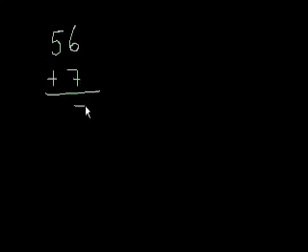Let's say 56 plus 7. Well, what's 6 plus 7? Well, 6 plus 7 is 13, right? If you get confused, draw out everything again. And then you get 1 plus 5. 1 plus 5 is 6, 63.